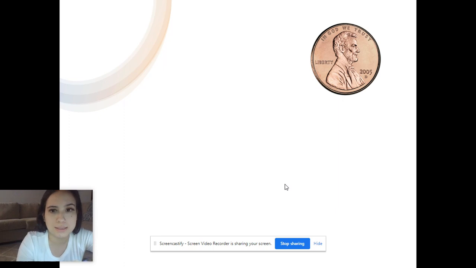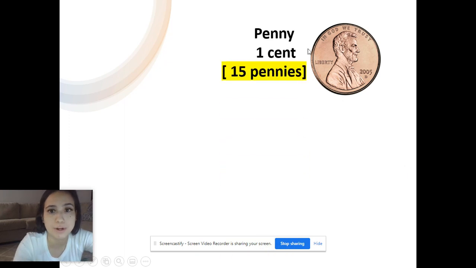So what is this, boys and girls? What is the name of this coin? A penny. And a penny is worth 1 cent. I'm going to ask if you're able to get some coins to have 15 pennies with you for our lesson today so we can make it a little bit more interactive. And if you cannot get any coins, that is fine. We'll just draw them out.